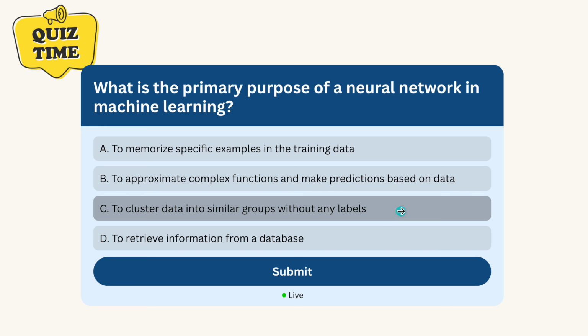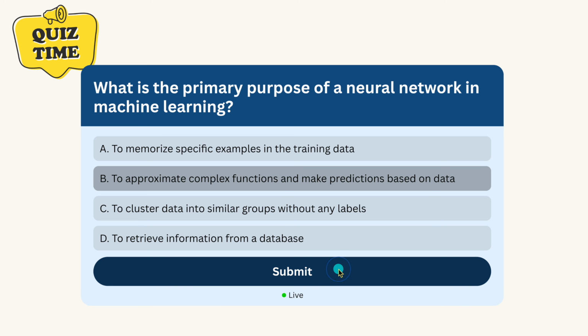C. To cluster data into similar groups without any labels. And D. To retrieve information from a database. Have you picked your answer? The correct answer is B.